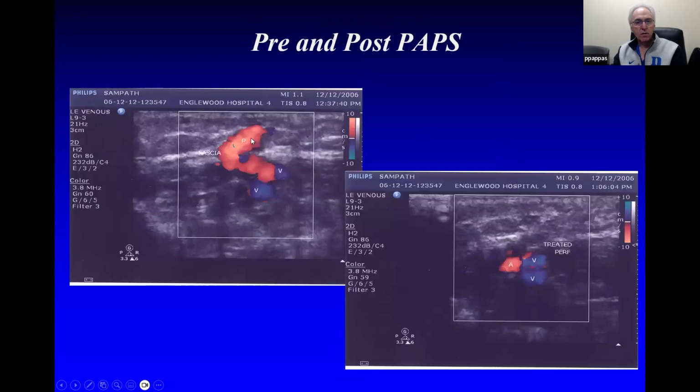So this is what it looks like before you do a perforator ablation, and then a successful perforator ablation. You now see there's no reflux into the perforator vein, and all you see is just the two veins and the artery. Successful perforator ablation.